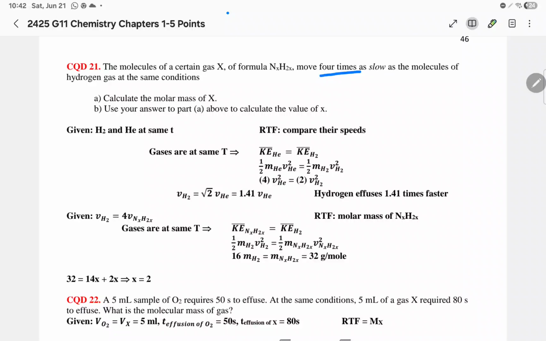So we have the same conditions, which means the same temperature. We need to compare their speeds. They're saying it's 4 times, so this is equal to 4 times the speed of hydrogen, 4 times the velocity of H2. Now calculate the molar mass. The molar mass is... Did they even give the molar mass here?